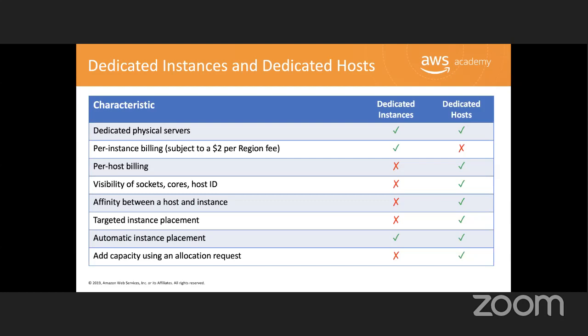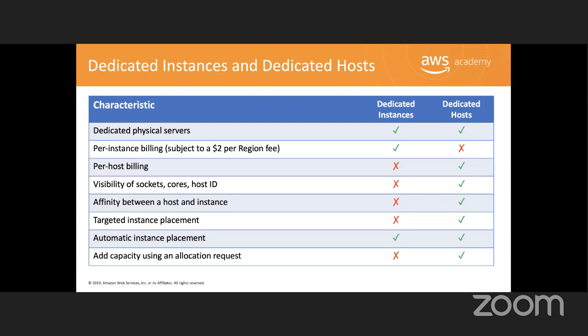Visibility of the sockets, the cores, the host ID. When you have an instance, you cannot see that, right? But when you have a host, then you can see the sockets, the cores, the host ID, and all that. Affinity between a host and an instance, of course, you cannot see with an instance because an instance is an instance. But with a host, you have a wider view of all the instances, so you see the affinity between those instances and the host.